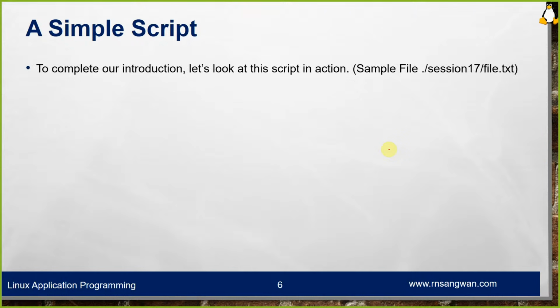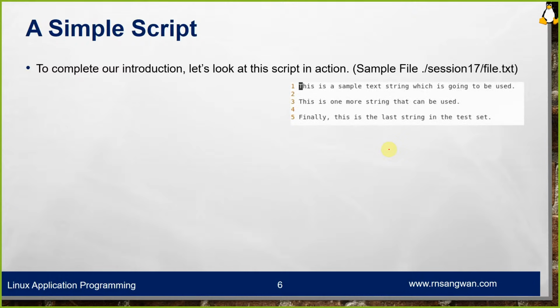To complete our introduction, let's look at a script in action on file.txt, and the file has this content. This is a simple text string which is going to be used, then a blank line. This is one more string that can be used. Finally, this is the last string in the test set.